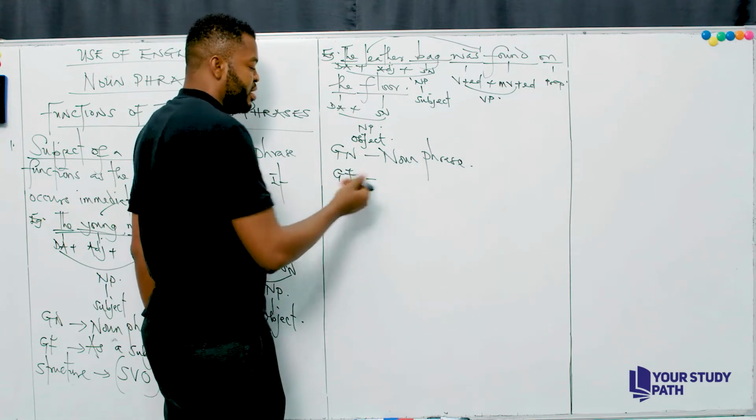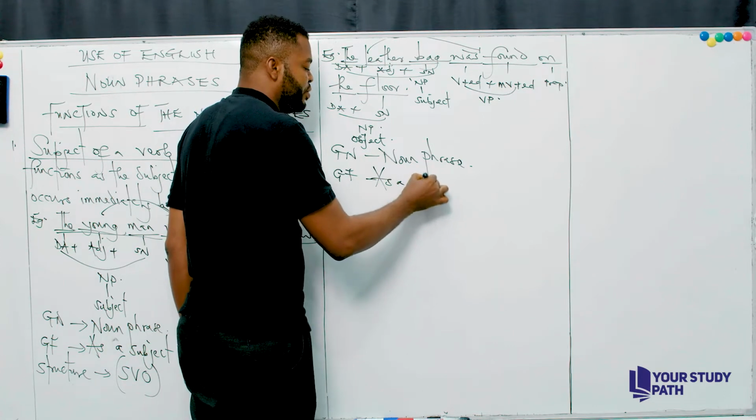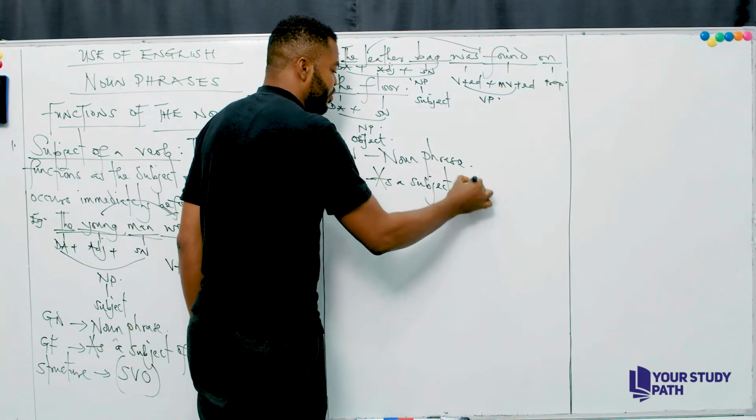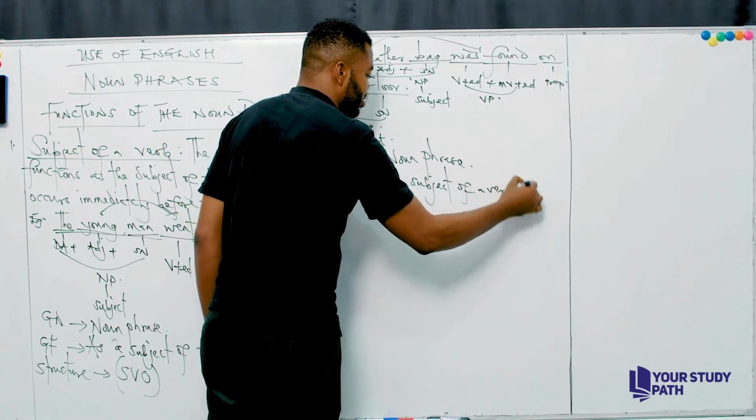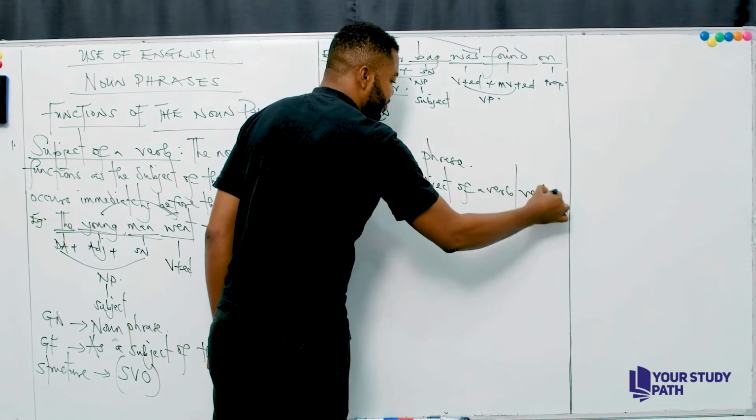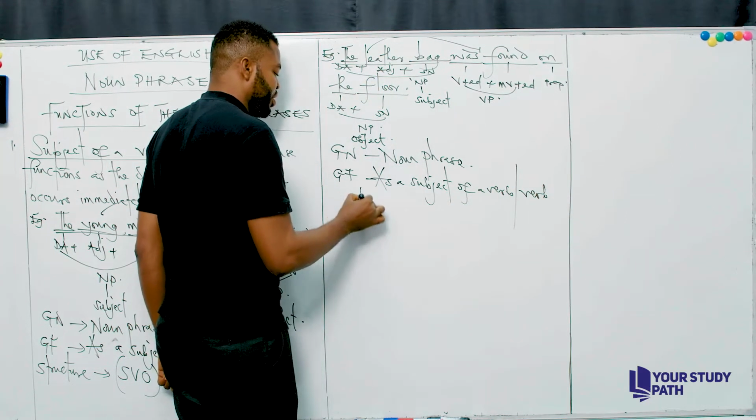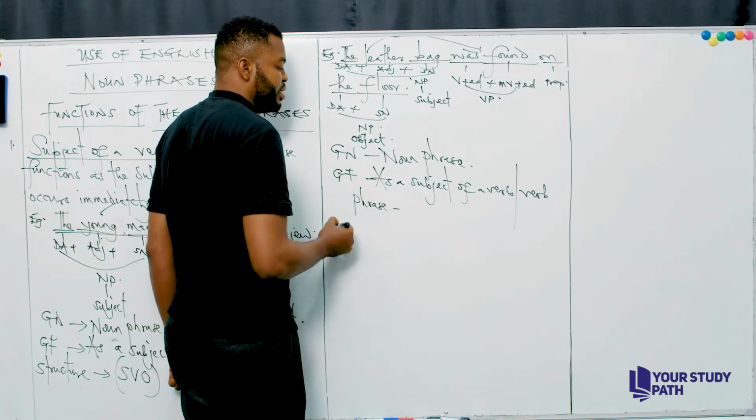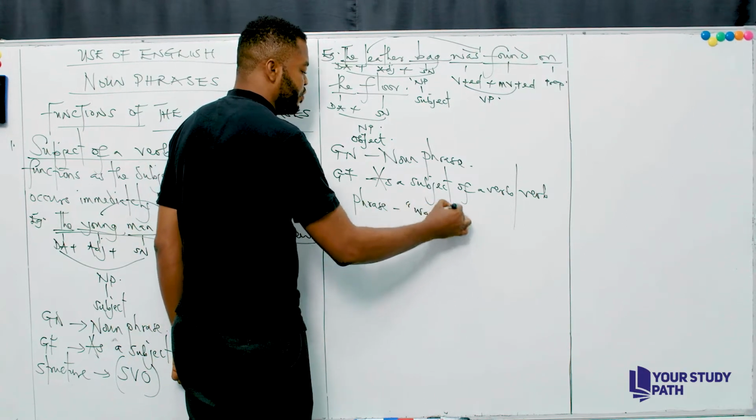Anyone is fine. So you have as a subject of a verb, or you can have a noun phrase as a subject of a verb or verb phrase. And what's that? The verb phrase is was found.